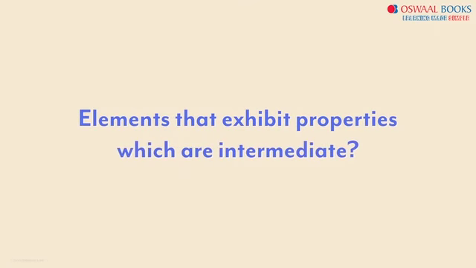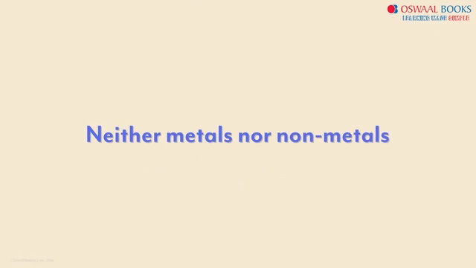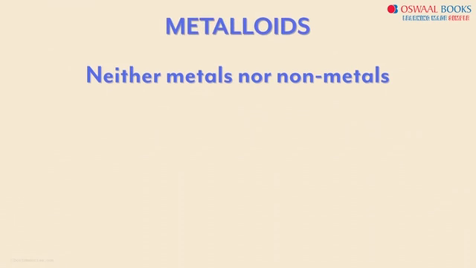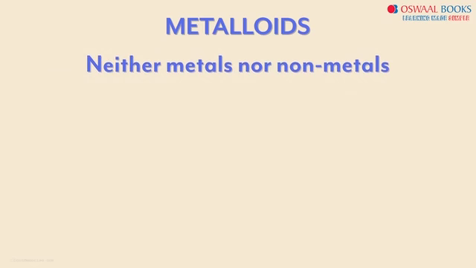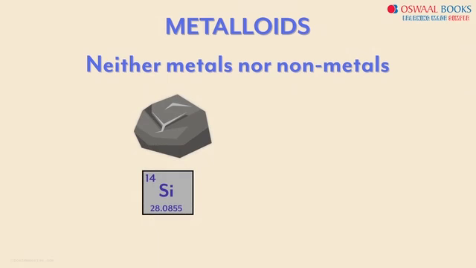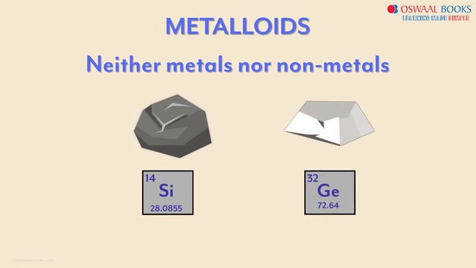What about those substances which exhibit properties which are intermediate? What do I mean by intermediate? They are neither entirely metals nor non-metals. What do we call such elements? We term them as metalloids. Do you know any elements which may fall into this category? Have you heard of silicon? It is a metalloid. Germanium is another example of a metalloid.